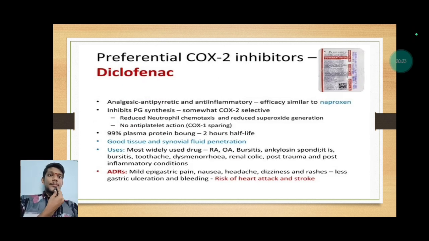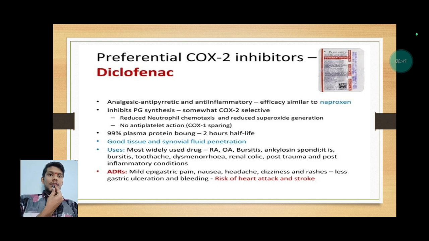The next one is the preferential COX-2 inhibitor, that is diclofenac. Diclofenac has analgesic, antipyretic and anti-inflammatory effects on our body. The efficacy is similar to that of naproxen. It inhibits prostaglandin synthesis and is somewhat COX-2 selective. Why do we mention that it is somewhat COX-2 selective? Because, as we saw earlier, COX-2 has the main effect on inflammation and COX-1 has the normal function in our body.